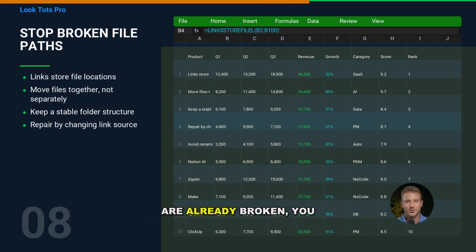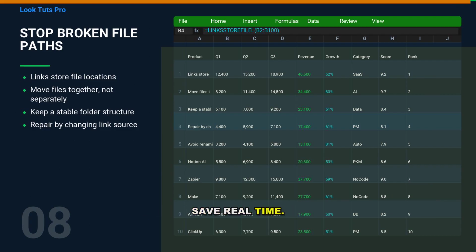When things are already broken, you can repair them by changing the source for the link, so Excel updates the stored path. Also, pay attention to workbook names. If someone adds "final v3" to the file name, your formulas may still point to the old name. Stable naming conventions are not glamorous, but they save real time.